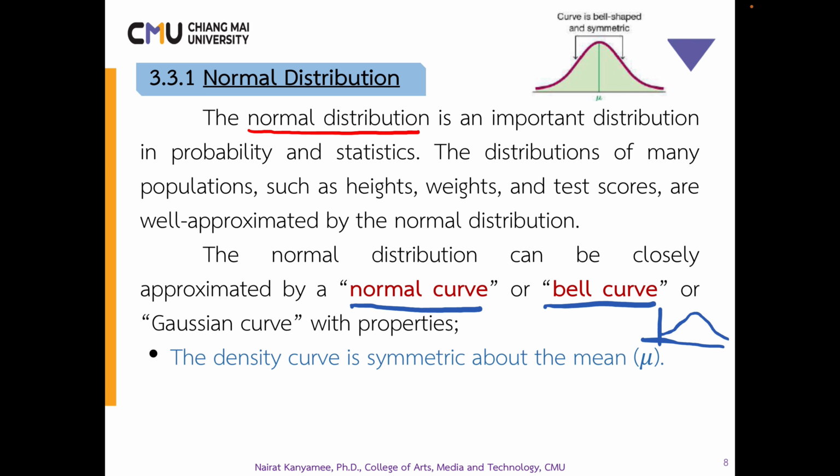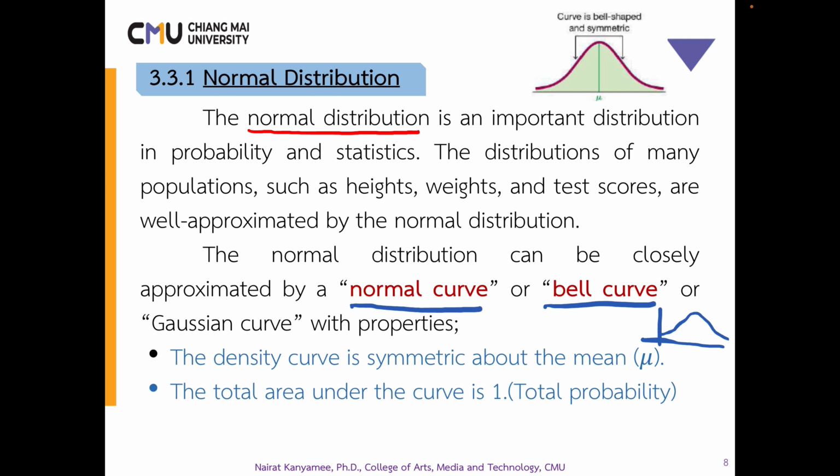And the density curve is symmetric about the mean. The curve is bell-shaped and symmetric about the mean. So the mean is in the middle, right? So left and right, they are symmetric.